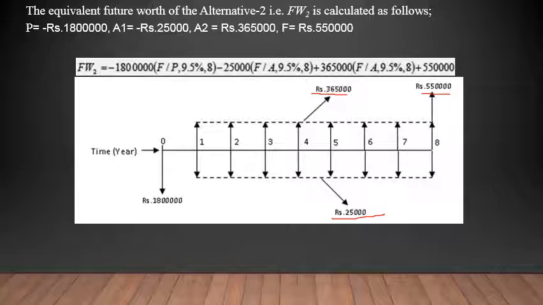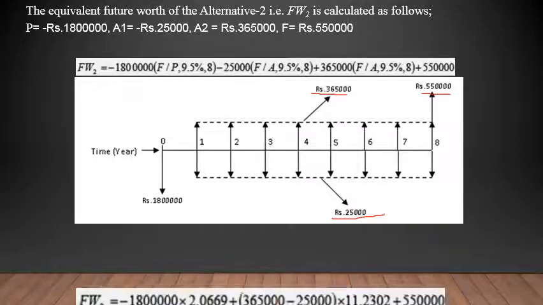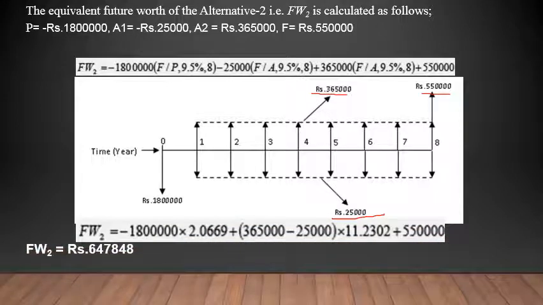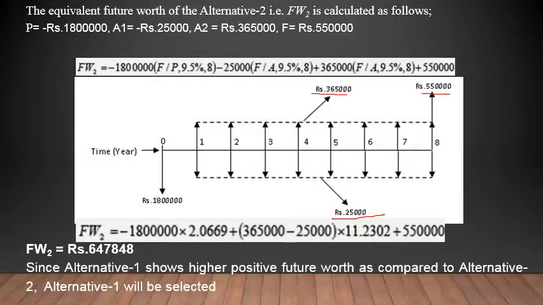So I can straight away use the factor F by A comma 9.5 comma 8. The same argument holds good for this revenue as well. And 5,50,000, it's already F. Retain it as F. Substitute the values from the factor table, and we get FW2 as 647,848.